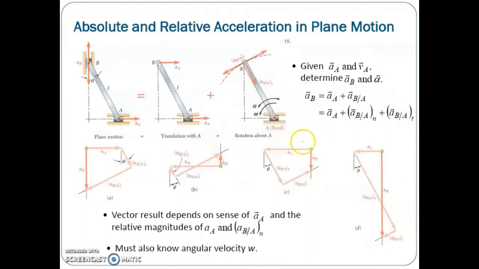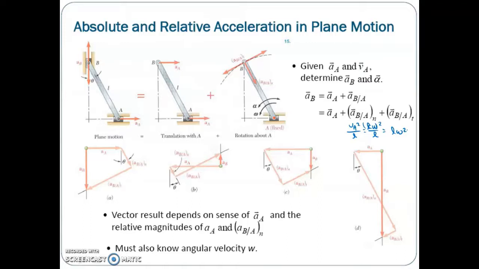From the relative accelerations, A_B/A, the normal component, we know that is what we call V_A squared over L, or R omega squared, or L omega squared. So we can determine this A_B/A normal component of relative acceleration through the angular velocity and the length of this beam itself, as long as the velocity is given.